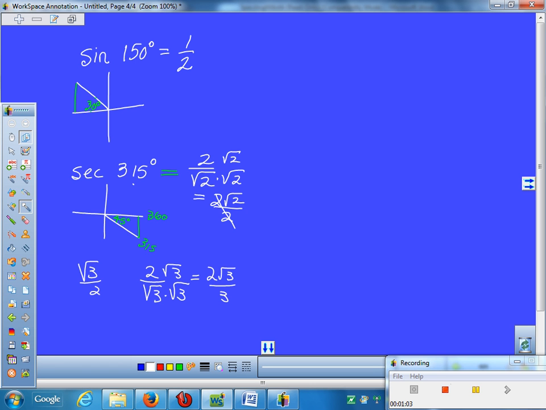The answer is positive square root of 2. Oh, yes, in this case, yes, I'm sorry. We didn't finish our problem. This one, you have to check quadrant. I should have done a different quadrant. Secant is positive in the fourth, so it would indeed still be a positive square root of 2.